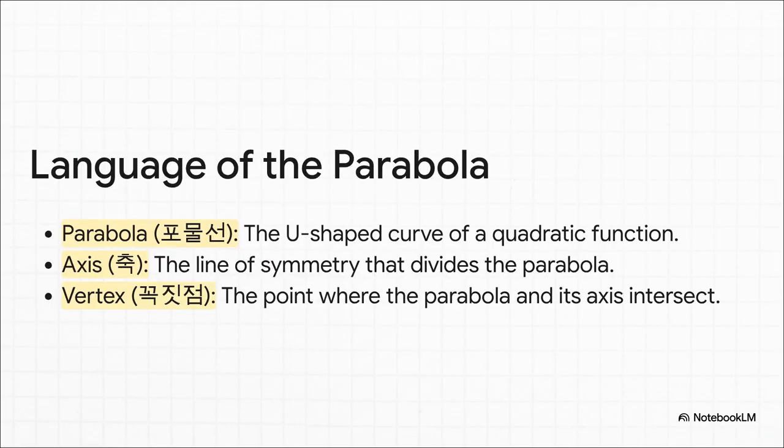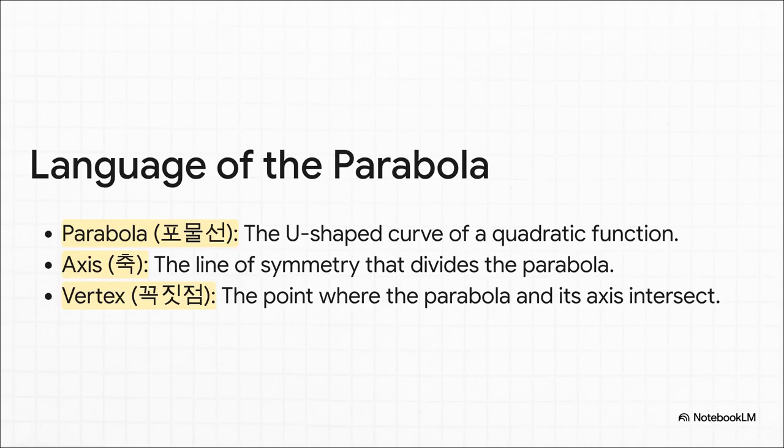Now, to talk about this shape, we need a little bit of lingo. Just 3 words. The U-shaped curve itself, that's the parabola. Now, every parabola is perfectly symmetrical, right? The line that cuts it right down the middle is its axis. And finally, that special point where the curve makes its turn, either the very bottom or the very top, that's the vertex. Parabola, axis, vertex.